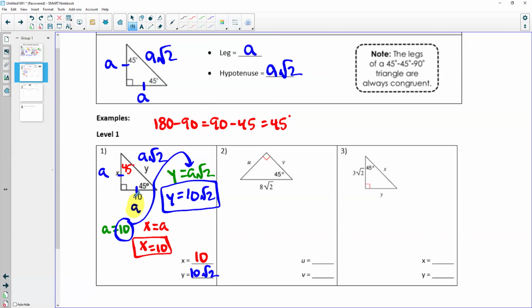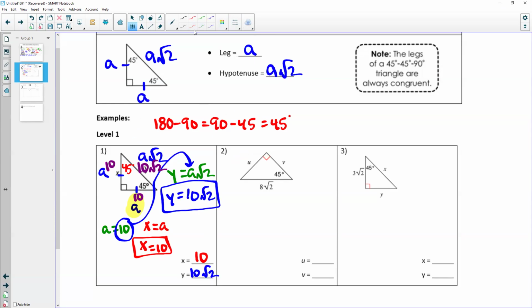What we're saying here is that this side is already labeled as 10, but that would mean that this side is 10, and our hypotenuse is 10 times the square root of 2. And so that's the generic pattern you're going to see happen in every 45, 45, 90 right triangle. Let's do a couple more examples because you are going to run into different scenarios here.